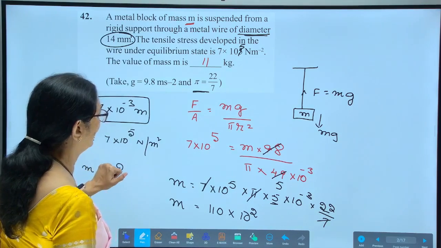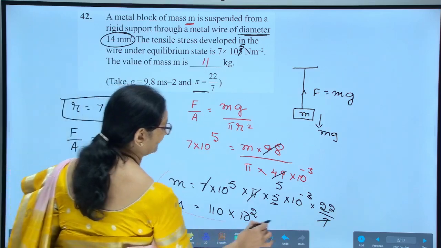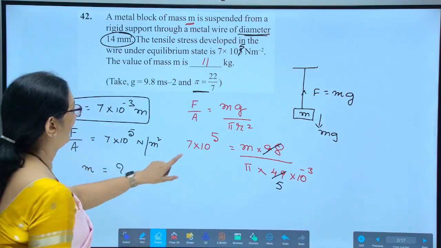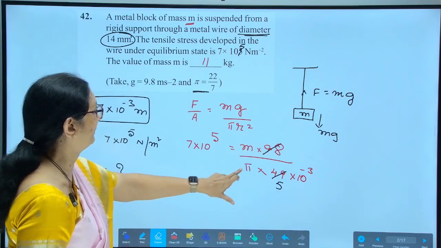So, let us do the calculation part. 7 into 10 to the power of 5 is equal to m g by pi r square, g is 9.8.